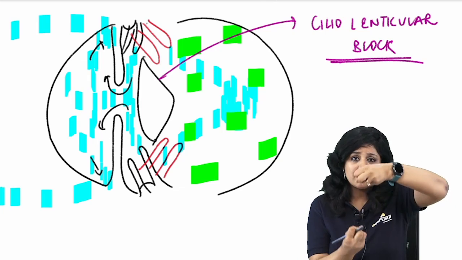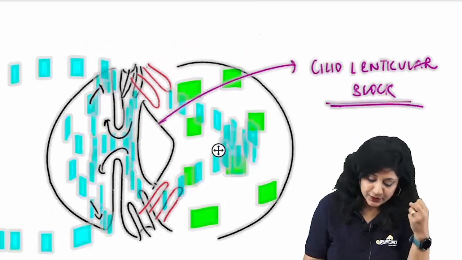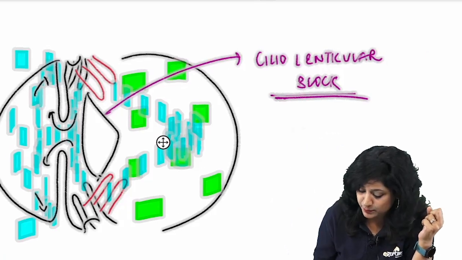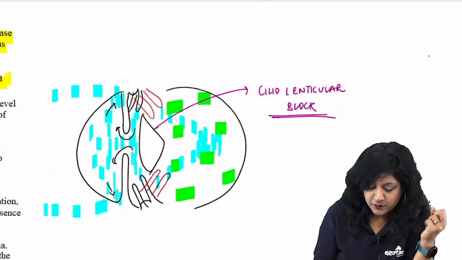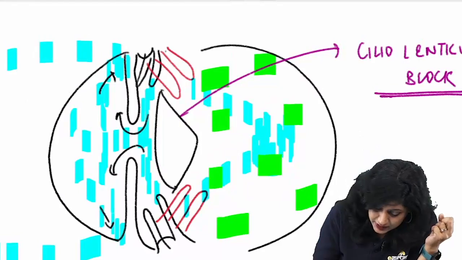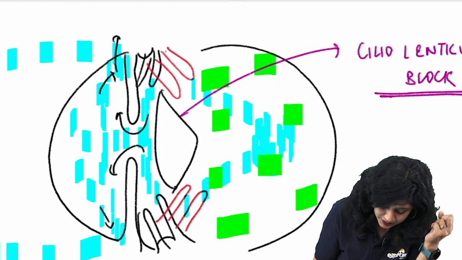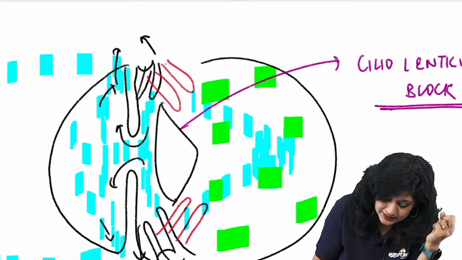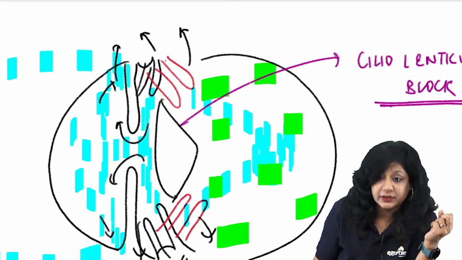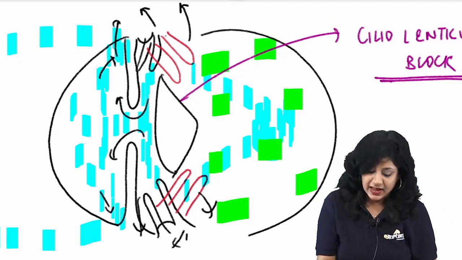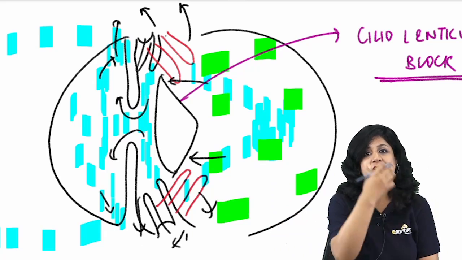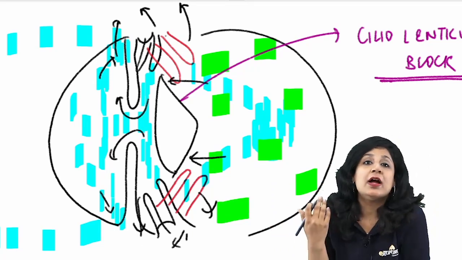What we have to do is dilate the pupil. When we dilate the pupil, the ciliary body also goes upward, and therefore the ciliary processes will also go upward. When they go upward, I have a clear space through which the aqueous humor can pass anteriorly, and this is how I treat it.